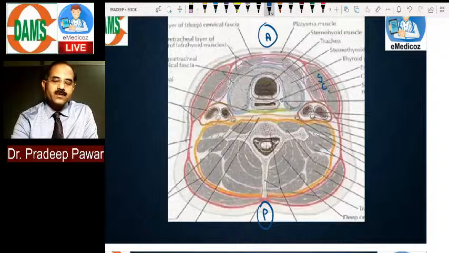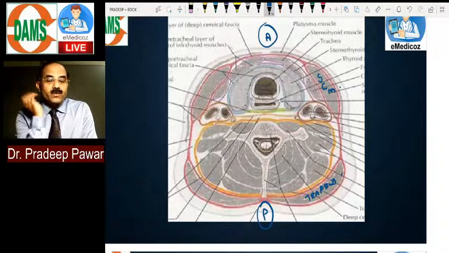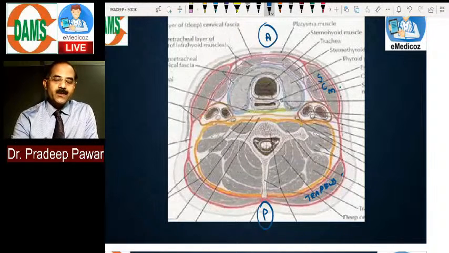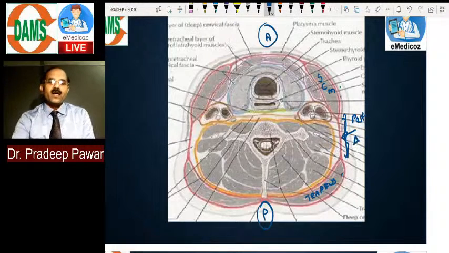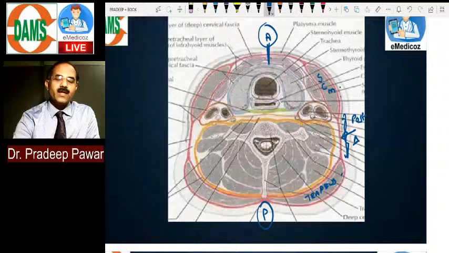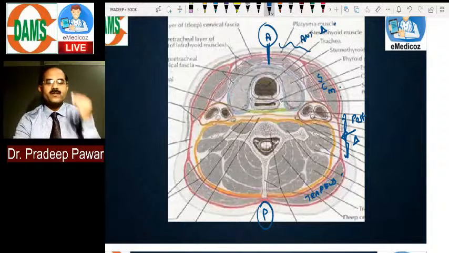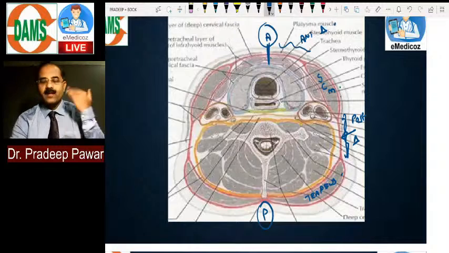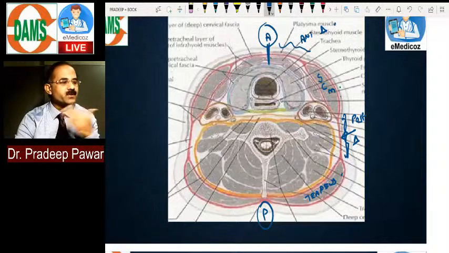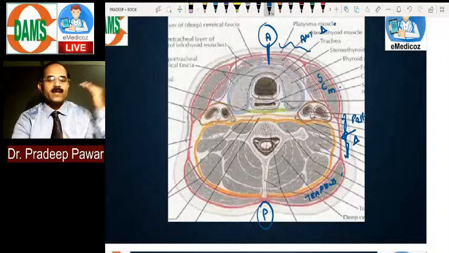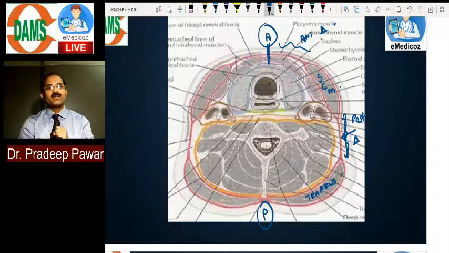This muscle is sternocleidomastoid. This is the trapezius muscle. If this is sternocleidomastoid and that is trapezius, this area is the posterior triangle. This is the midline of the neck, so this area is the anterior triangle. This is a section through the neck: that's the trapezius, that's the sternocleidomastoid, so this is the posterior triangle of the neck, and that's the midline, so that has to be the anterior triangle.